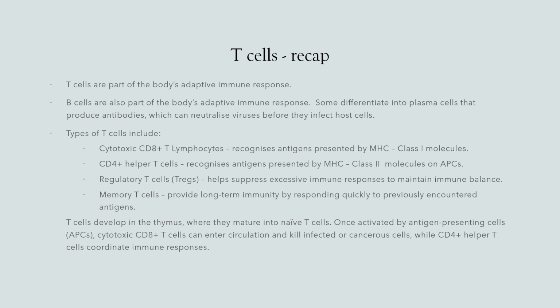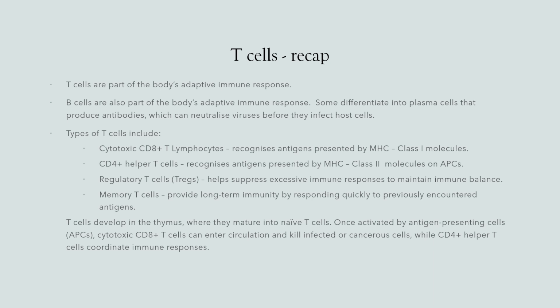I just want to give a recap on T cells. I don't want to talk in too much detail on it. But T cells are part of the body's adaptive immune response. So are B cells. Some B cells differentiate into plasma cells that can produce antibodies, which can neutralize viruses before they infect the host. B cell malignancies are what we use genetically modified T cells to address.